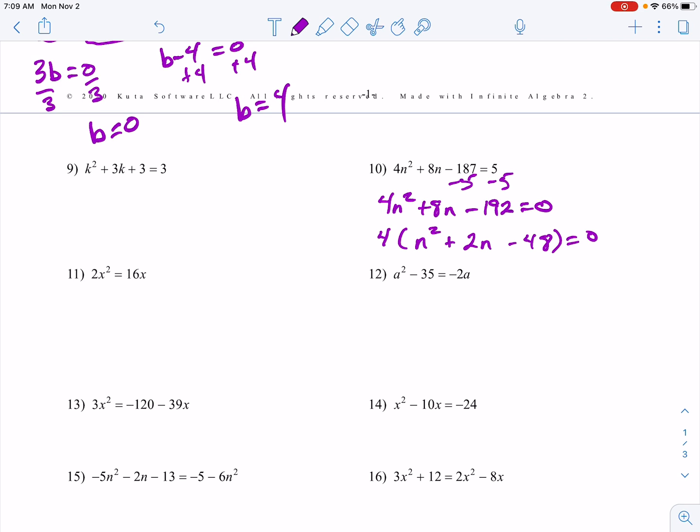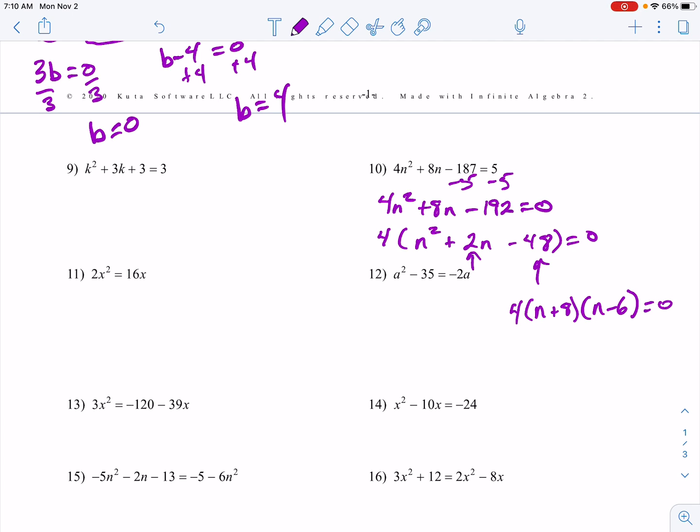Okay, now I'm looking for two numbers that will multiply to give me negative 48 and add up to 2. 6 times 8 is 48, and they're 2 apart. The bigger one has to be positive since the 2 is positive. So let's see, I'm still working on number 10. So my GCF was 4, and we said that was n plus 8 and n minus 6.